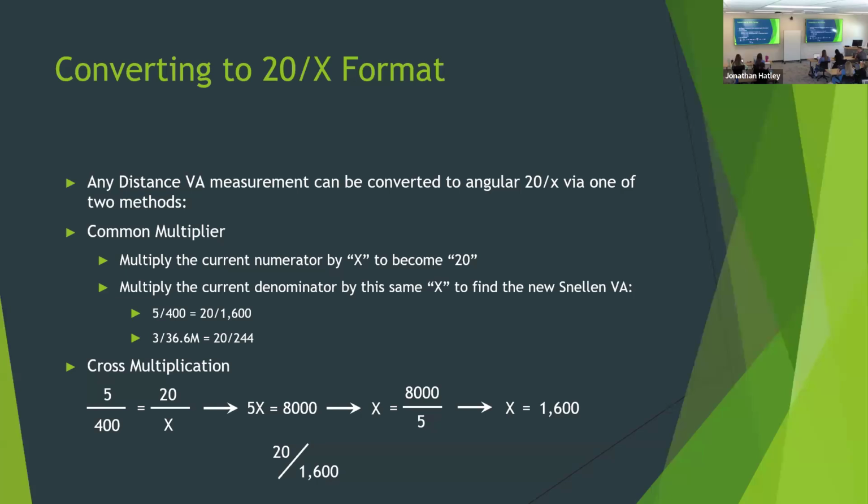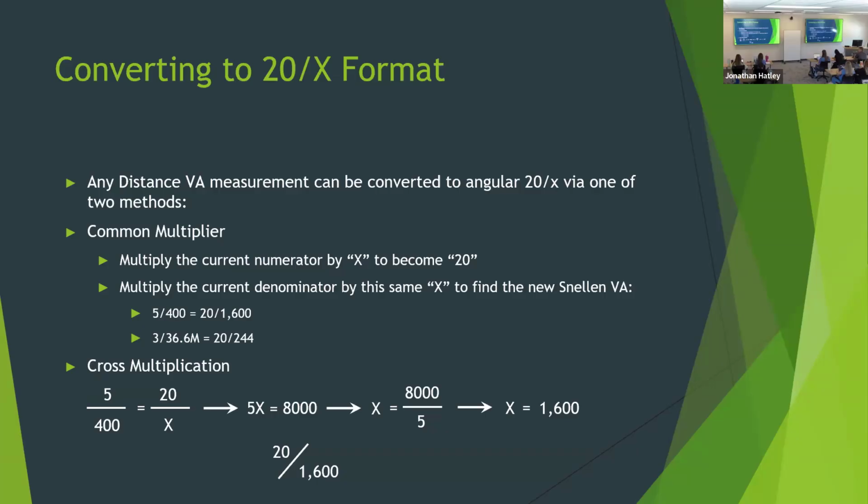And so in those cases, what I typically do is cross multiply. As you can see down here, you could substitute that 3/36.6 M right over here, but in this case, we're going to use the 5/400. We write our acuity just like so, 20/X, and then we cross multiply. So it would be 20 times 400, which is 8,000, and then we divide that by 5, because 5 times X would be 5X. Now you've got things on either side of the equal sign. You divide out 5 to isolate X. That would be 8,000 divided by 5. Therefore, X is equivalent to 1600.